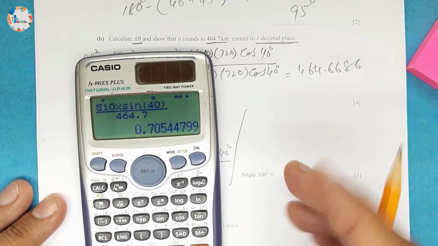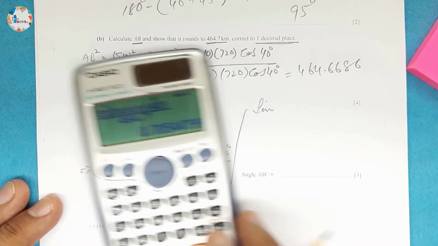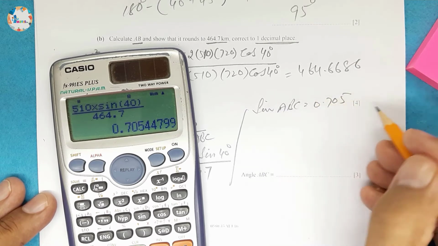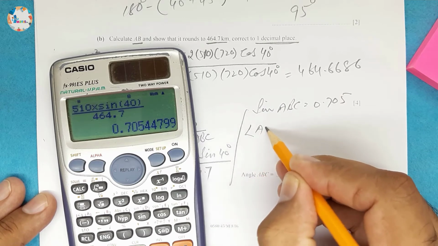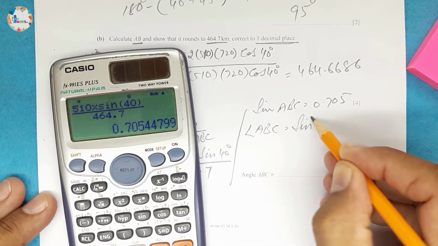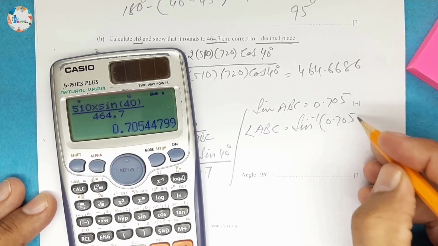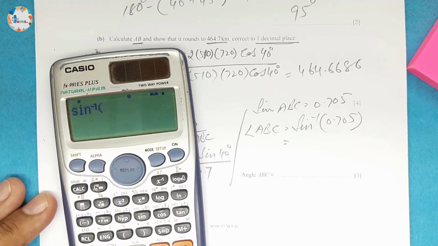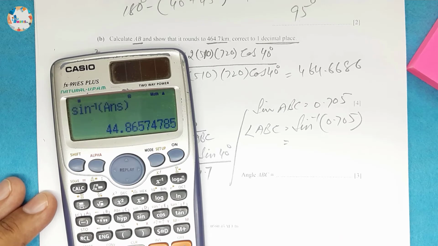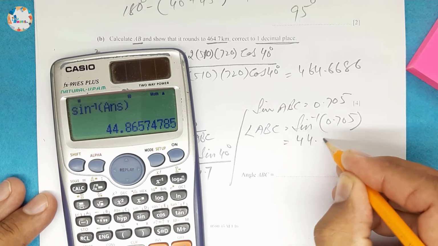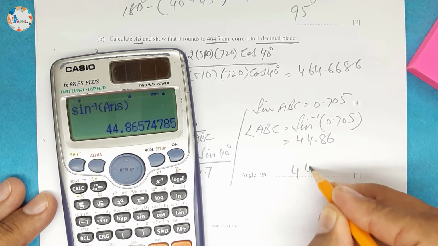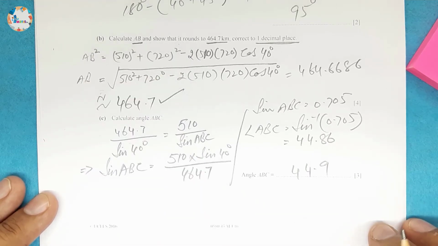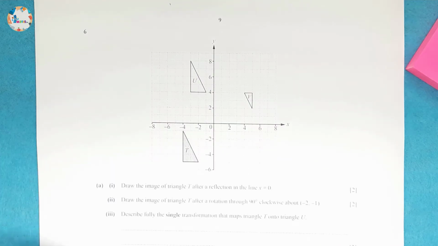Now we can find the sine inverse of this. So sine of ABC will be equal to 0.705, and we can write angle ABC will be equal to sine inverse of 0.705, so arc sine of the answer, and this will be equal to 44.86, and the rounded answer will be 44.9 up to 3 significant figures. So this one is hopefully clear. Next.